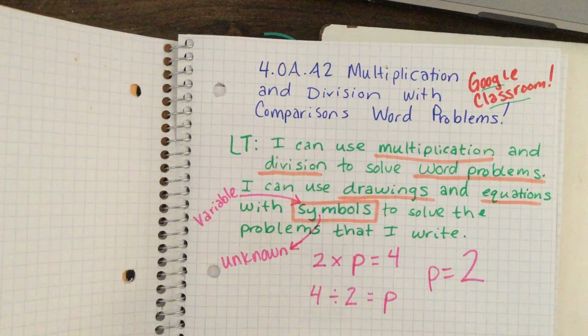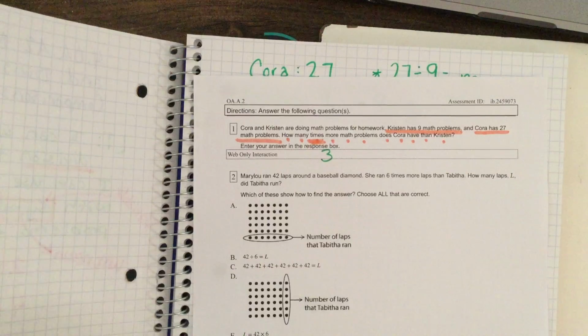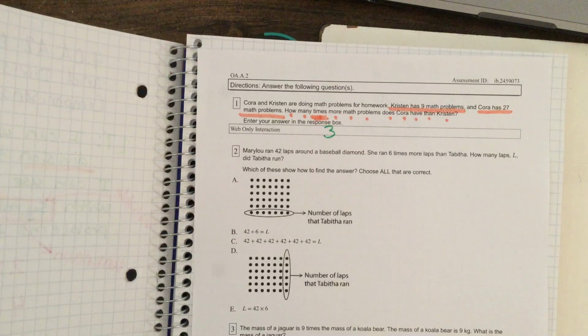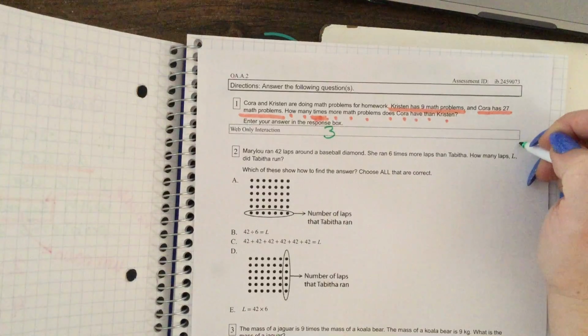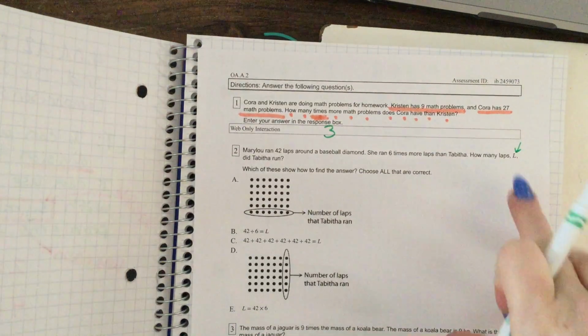We're going to use both today. All right, so let's look at number 2. Mary Lou ran 42 laps around a baseball diamond. She ran 6 times more laps than Tabitha. How many laps, L, did Tabitha run? That's what that L means. L means laps.